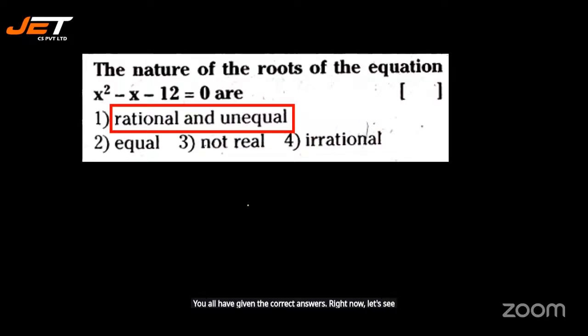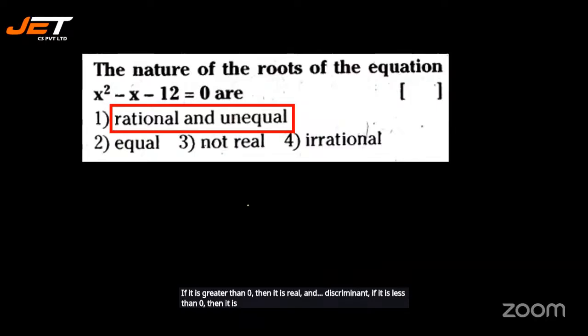Right now, let's see. Here it is rational and unequal. So you need to just find out b square minus 4ac. Right. So we already saw b square minus 4ac. Right. So if it is equal to 0, then we know that the roots are real and equal. If it is greater than 0, then it is real and distinct. If it is less than 0, then it is imaginary and complex.